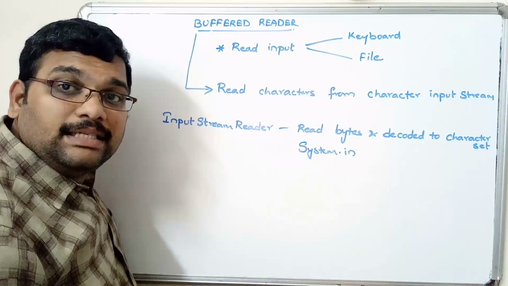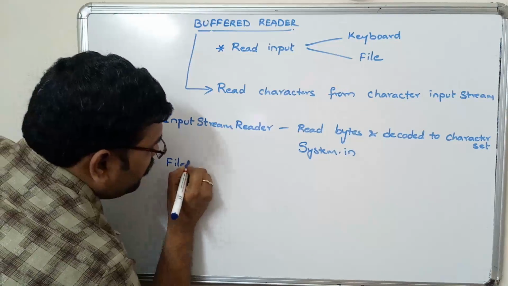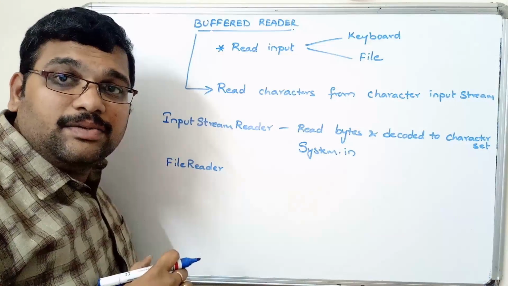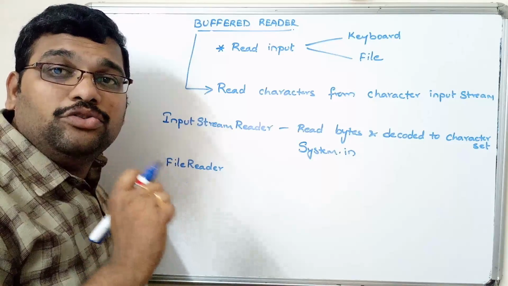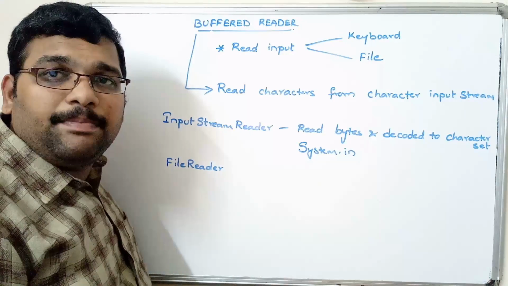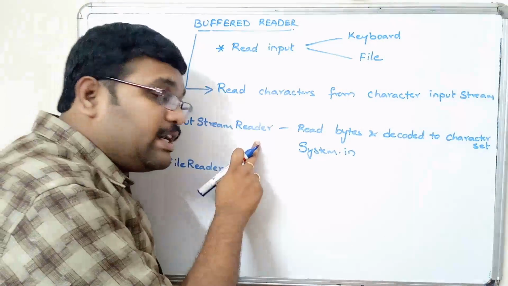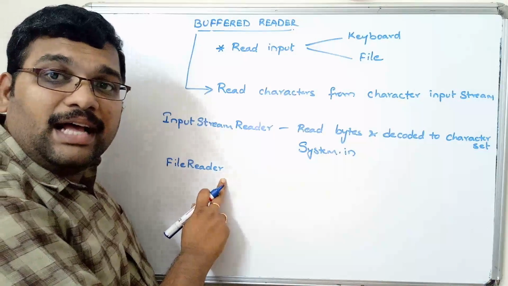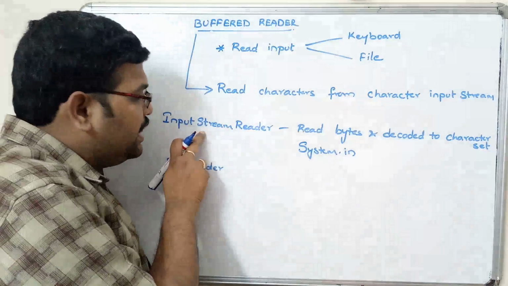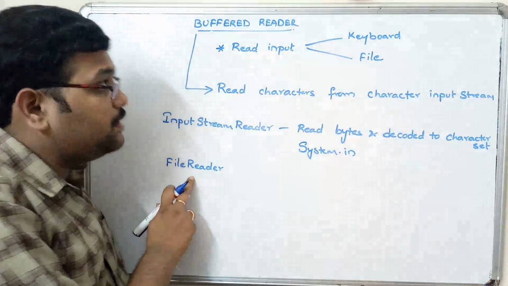And there is one more class to read the data from a file, that is FileReader. So just go through the naming conventions. We have discussed that every class name should start with a capital letter and every second word in the class name also should start with a capital letter. So InputStreamReader is a class, and FileReader is also a class. In the class, the first word Input, I capital, Stream, second word, S capital, Reader, third word, R capital. Here also File, F capital, Reader, R capital.